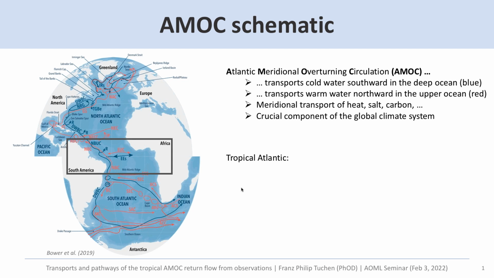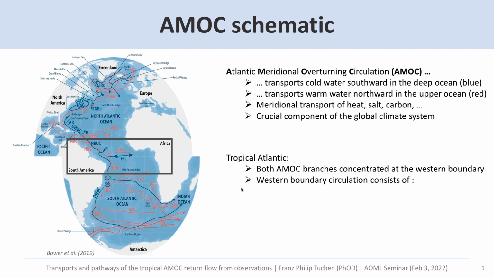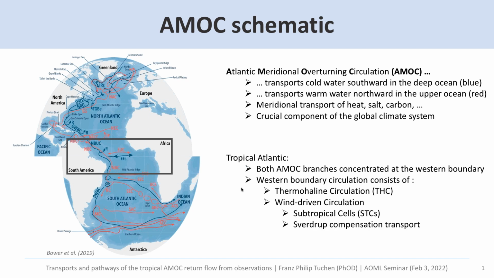So I'm focusing now on the tropical part of this AMOC circulation, and especially in the tropical Atlantic, you can see that both branches are basically on top of each other and very concentrated at the western boundary. And in fact, the western boundary circulation in general in the tropical Atlantic consists of three components, which are the thermohaline circulation on the one side, and of course the wind-driven circulation on the other side, which then further consists of the subtropical cells, or the STCs, and also a compensation transport for the interior Sverdrup balance.